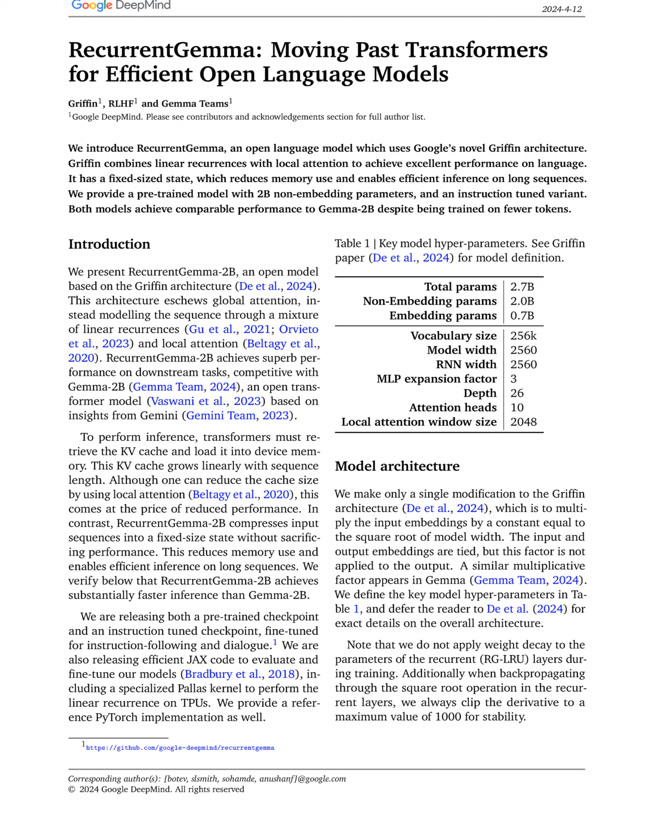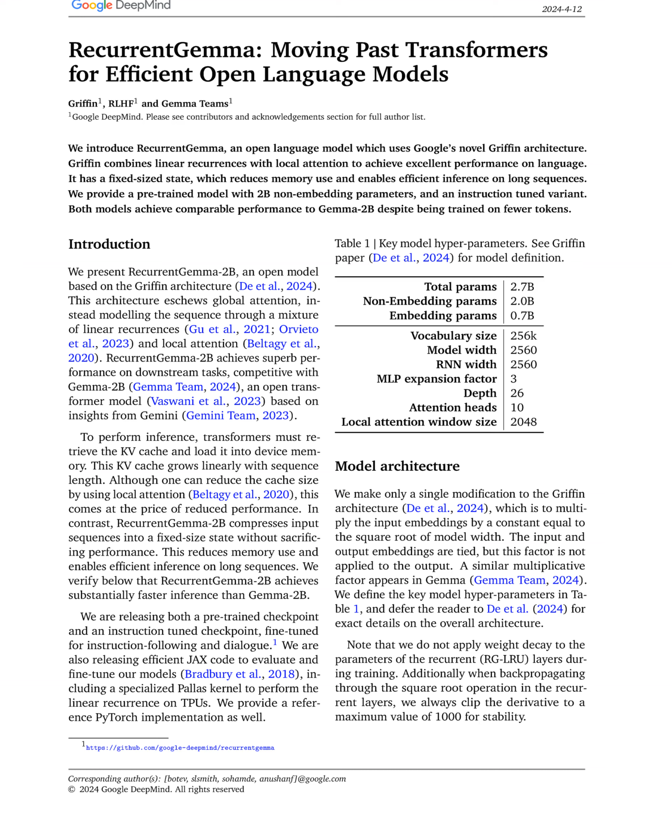RecurrentGemma2b works by compressing input sequences into a fixed-size state without sacrificing performance, reducing memory use, and enabling efficient inference on long sequences. The model is based on the Griffin architecture, which utilizes a mixture of linear recurrences and local attention instead of global attention. The input embeddings are multiplied by a constant equal to the square root of the model width, and the input and output embeddings are tied.